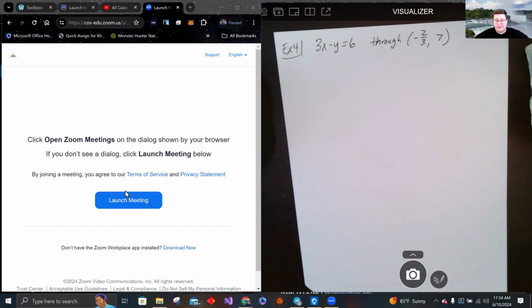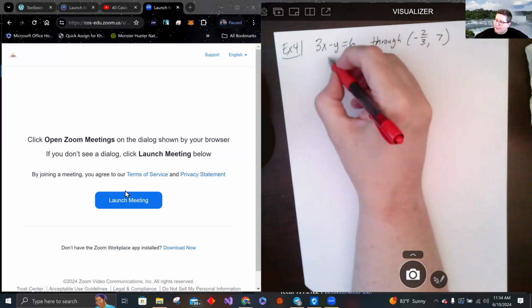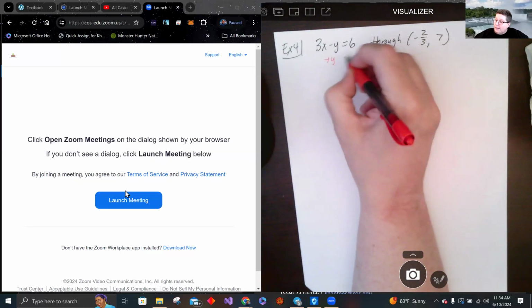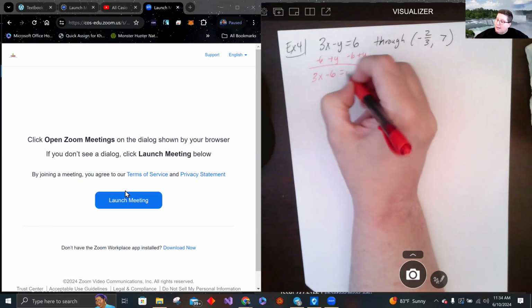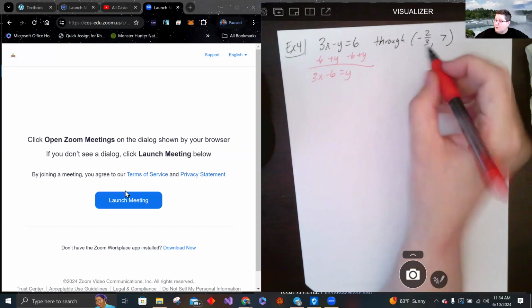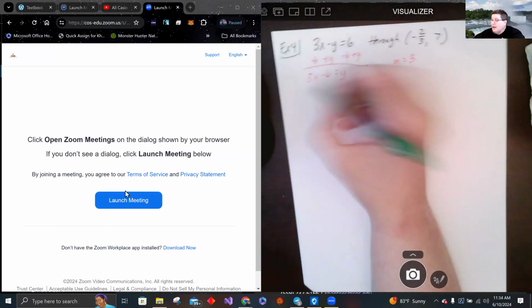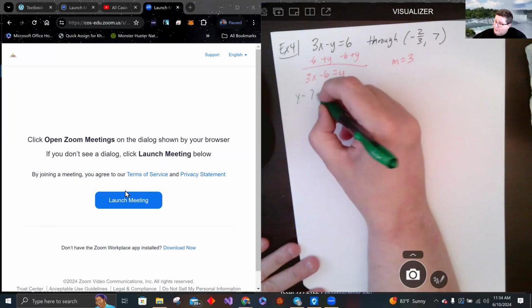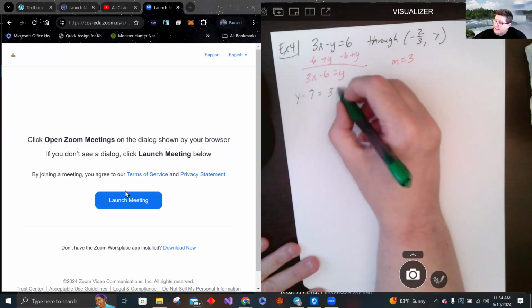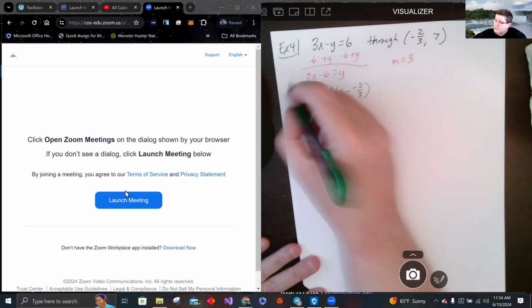All right, I'm going to assume you did this. I can find this in slope-intercept form quickest by adding y to both sides and subtracting 6. And I get 3x minus 6 equals y. So m is 3. If I do parallel, y minus 7 equals 3 times x minus -2/3. So this is my parallel line.